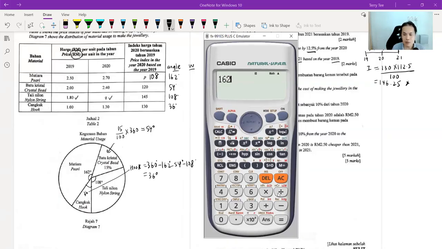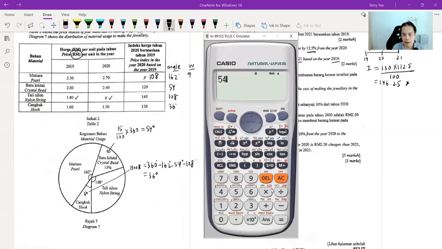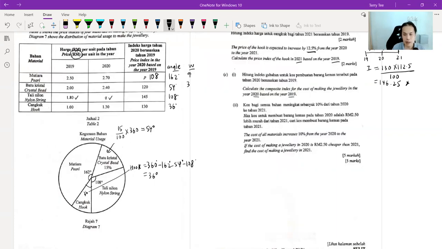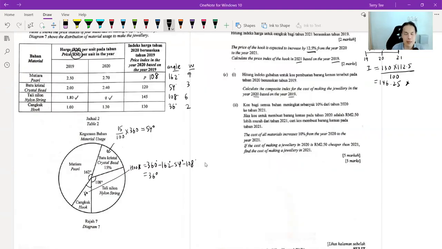So I think 162 divided by 18, I got 9. Let's take 54 divided by 18, I will get 3. 108 divided by 18, I got 6. 36 divided by 18, I got 2. So I got the weightage. I got the price index. I can now calculate the composite index. So let me just write my composite index over here. All right, let's move this to the right a little bit.